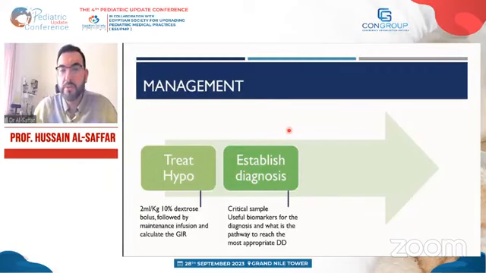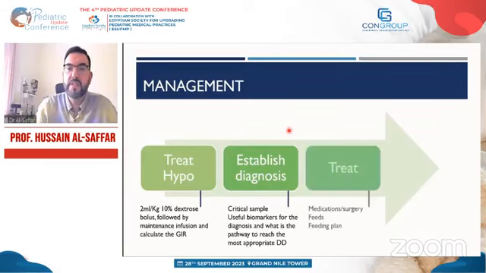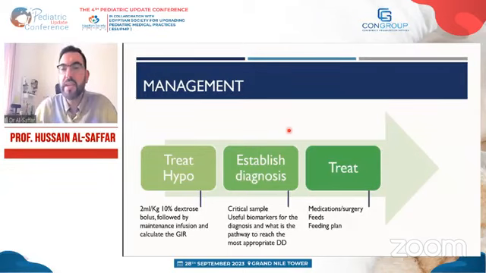So it's very important to collect a critical sample at the time of hypoglycemia to get the biomarkers that help you reach a differential diagnosis and perhaps congenital hyperinsulinism. Then we treat based on the diagnosis, either medically or surgically. Of course, there will be a need to provide a feeding plan, because those patients, as we said earlier, have recurrent hypoglycemias. Sometimes medical treatment itself is not sufficient, and you need to add slow-releasing carbs into their diet to prevent hypoglycemia, especially at night.